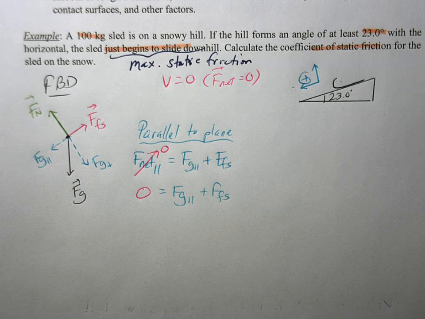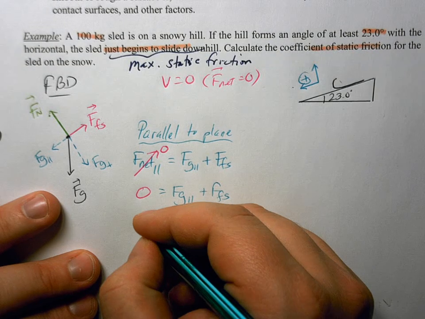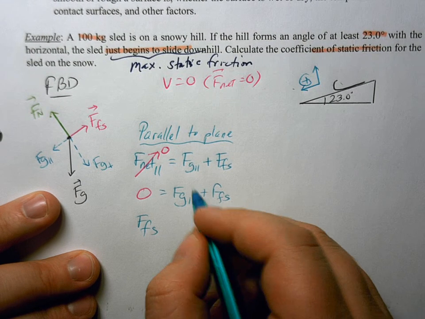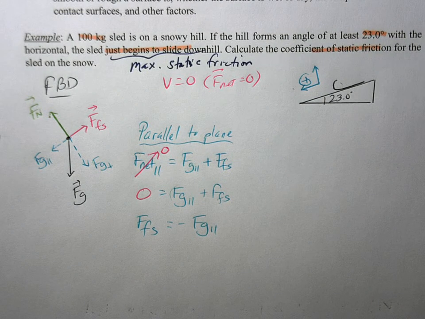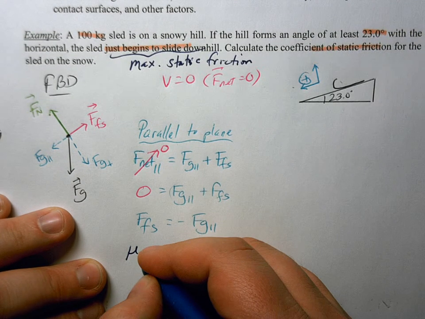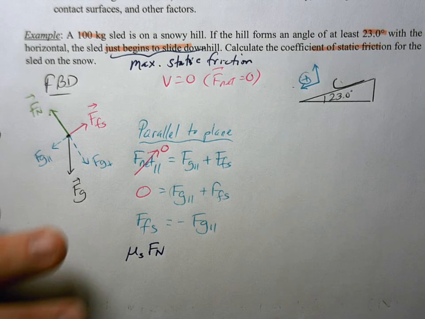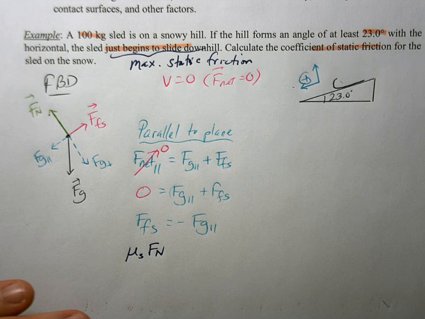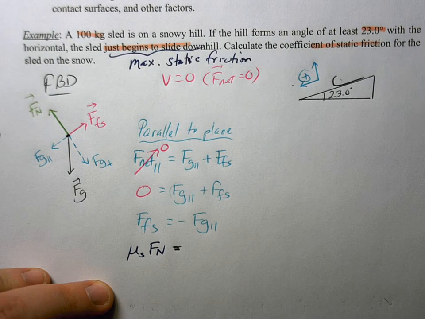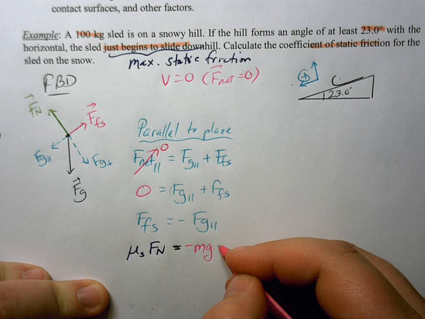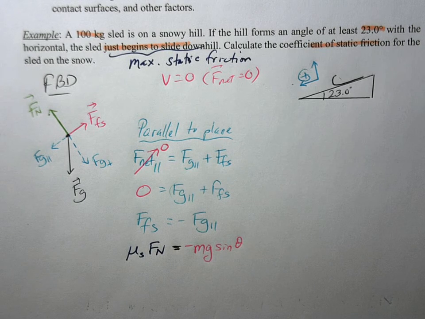Now, we want to find the coefficient of static friction. Let's isolate for Fs first. For the force of static friction, we're just going to dump this Fg parallel to the other side. And we know some things about this. The first thing is, we know the equation for the force of static friction: it's the coefficient of static friction times the magnitude of the normal force. And we know that the force of gravity parallel is going to be mg times sine of theta.